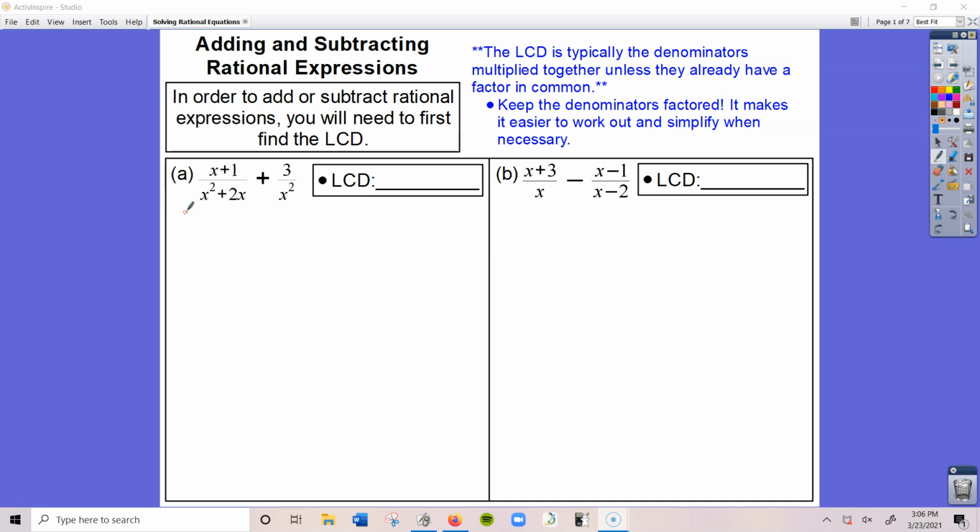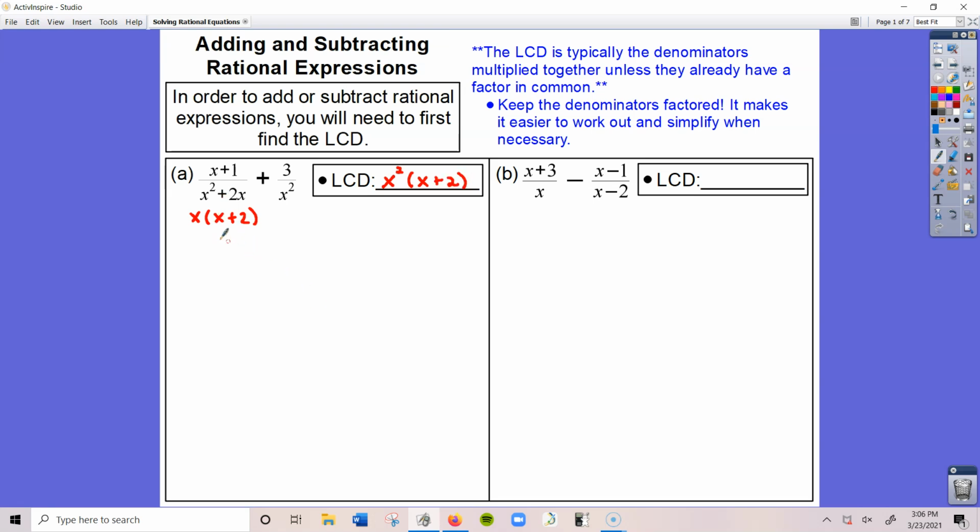So x squared plus 2x can be factored to be x times x plus 2. Now our least common denominator here, we have this x and this x squared. X squared is basically x times x. So that means that the factor x is part of the least common denominator. Now in this one, it's squared. So if you ever have a common factor in the two fractions, then we take the one with the highest exponent, which in this case is squared. And then we also have this x plus 2. So that will also be part of my least common denominator.